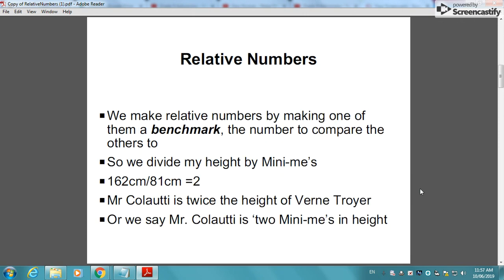We can make relative numbers by making one of these numbers a benchmark, the number to compare the others to. So if we divide my height by Vern Troyer's height, 162 centimeters divided by 81, we get a number of 2. This reads Mr. Colati is twice the height of Vern Troyer, or we say Mr. Colati is 2 Mini-Mes in height. Now it's a relative number.